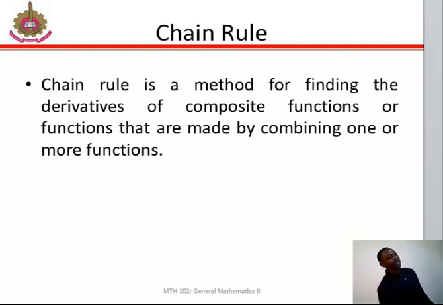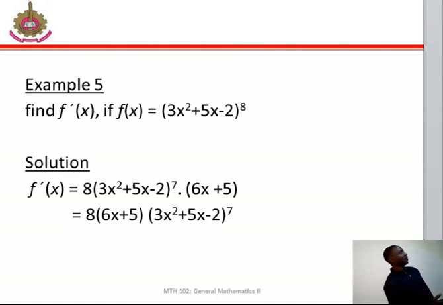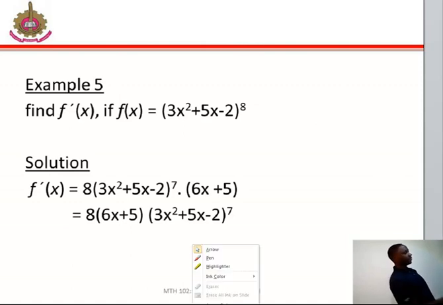Now we are going to be talking about chain rule. Chain rule is a method for finding the derivative of composite functions or functions that are made by combining one or more functions together. Now let's solve this example so that you can understand it better.